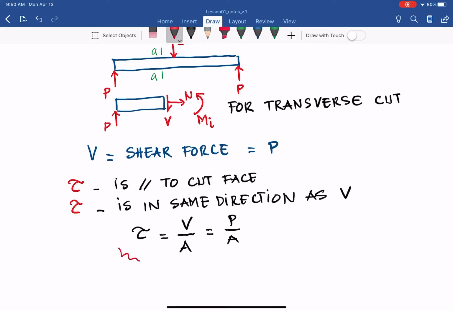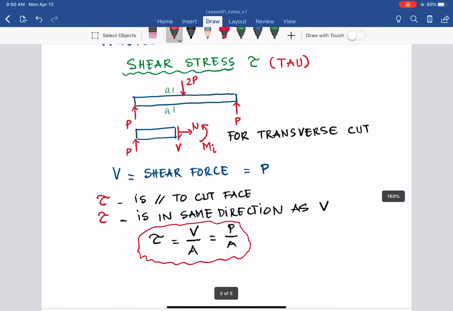So that is the shear stress. The shear force creates the shear stress, and it measures the intensity of the shear force per unit area, and in this case the area is A of the cut face. So that is the shear stress.